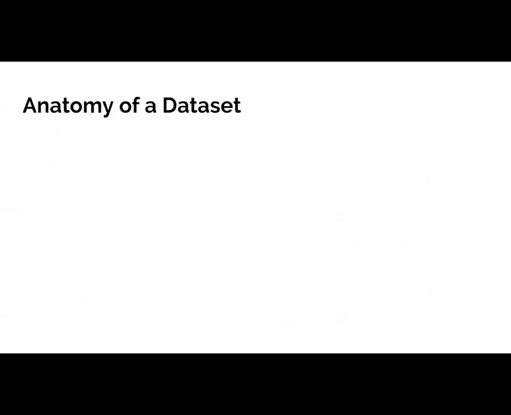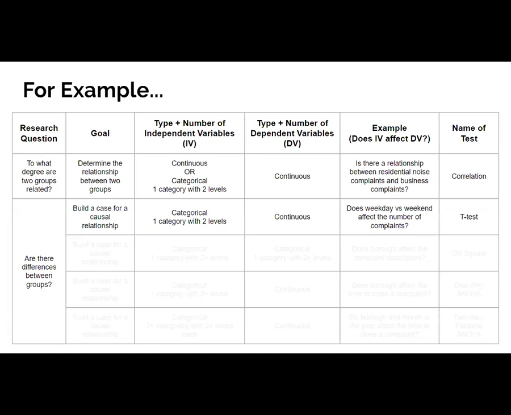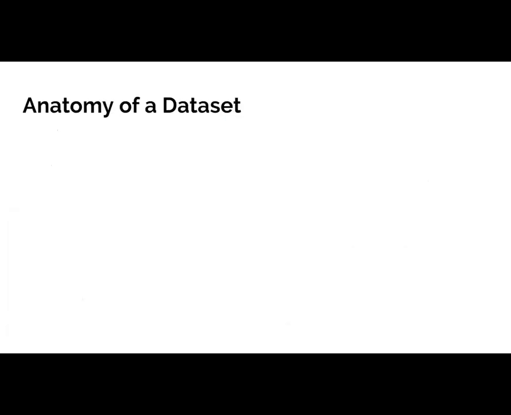Hello? Yeah. I just want to understand the third column. Where it said categorical, one category with only two levels. What's meant by two levels? I'm going to answer that right now. Thank you for that question.